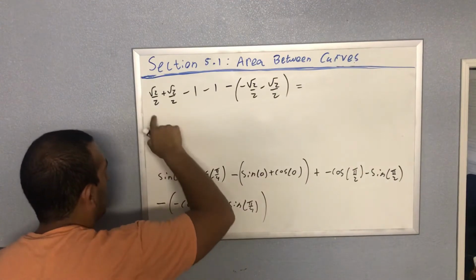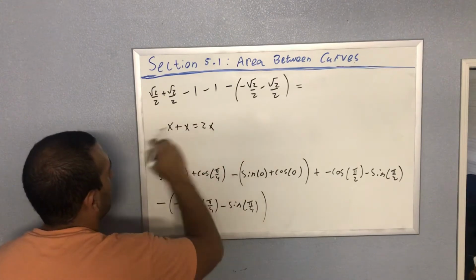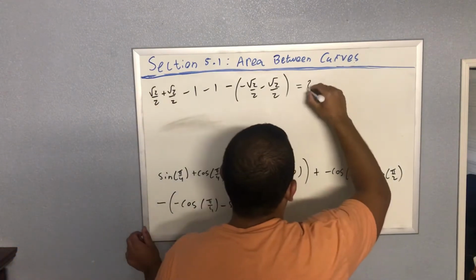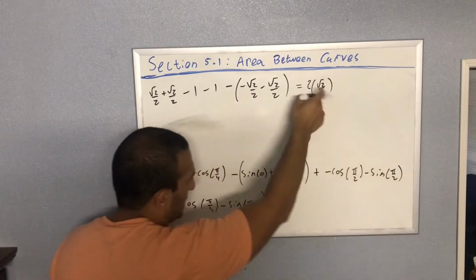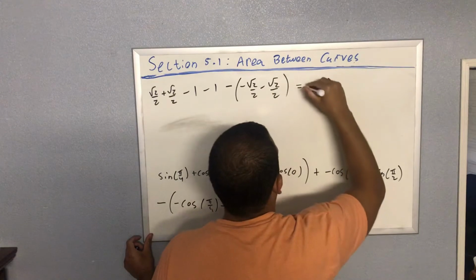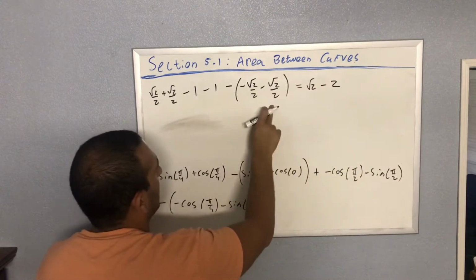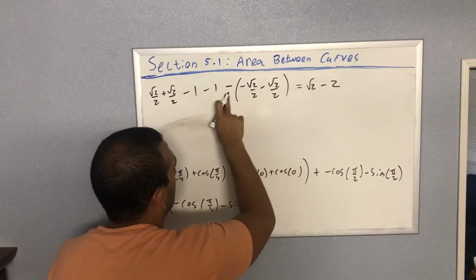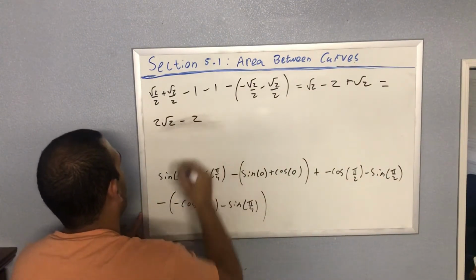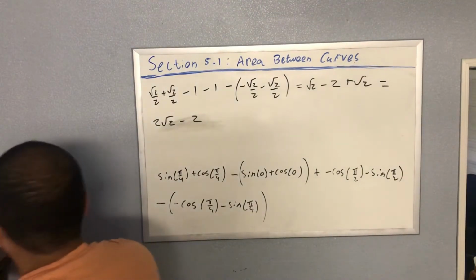Now, if you add anything to itself, it's twice that thing, right? x plus x is 2x. So when you add these two to itself, you just get 2 times root 2 over 2, which the 2 just cancels and you get root 2. So this is just root 2. And then these two give a minus 2. And then this, again, is a negative root 2, but with that minus sign gives you plus root 2. So overall, we're getting 2 root 2 minus 2. And that is the final answer.